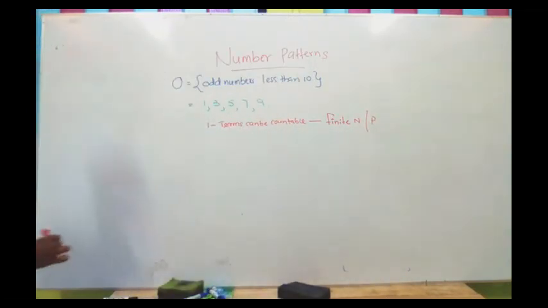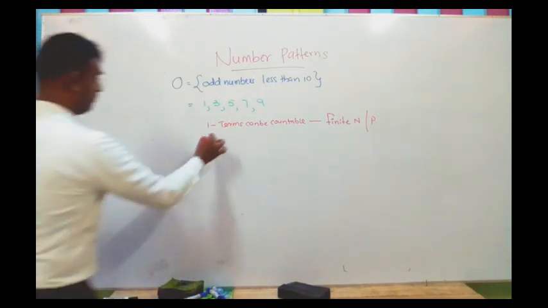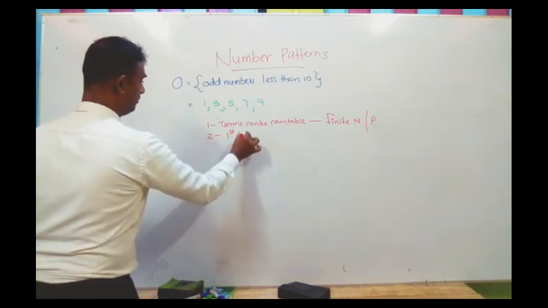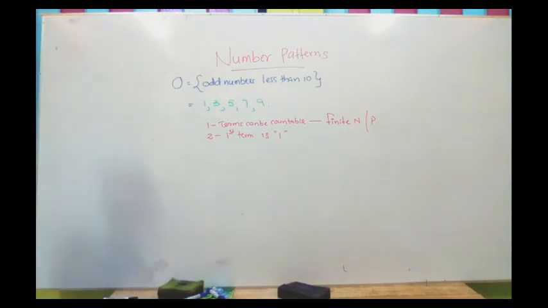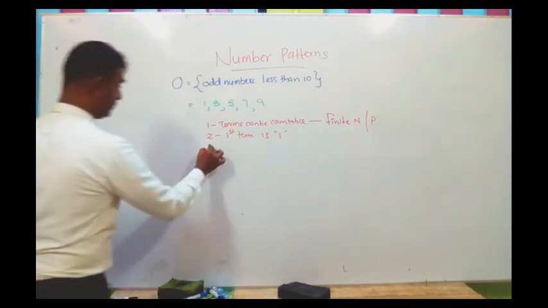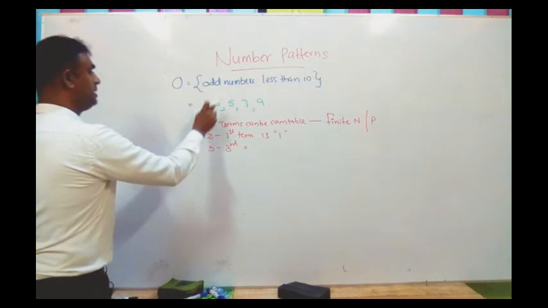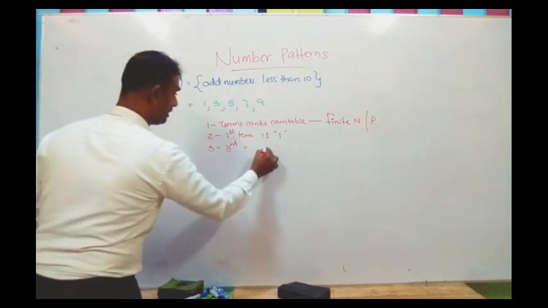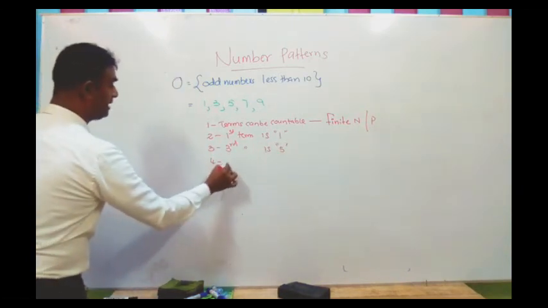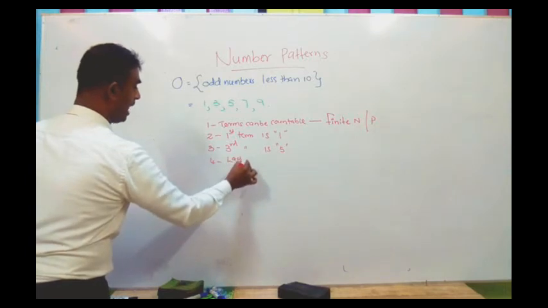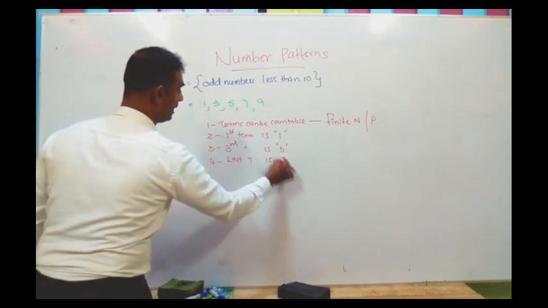I write in short here. My second question is, what is the first term? The first term is what? What is the third term? Next one. Third term. How do we find the third term? First term, second term, third term. Third term is 5. Next one. What is the last term? The last term is 9.